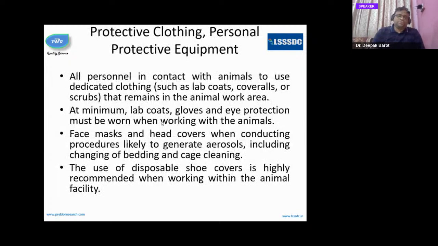No need to explain this. You should always wear protective wear: your head mask, your hand gloves, your face mask, your apron, your shoe covers. Safety goggles also you should use, so that dust particles or allergens do not enter your eyes.